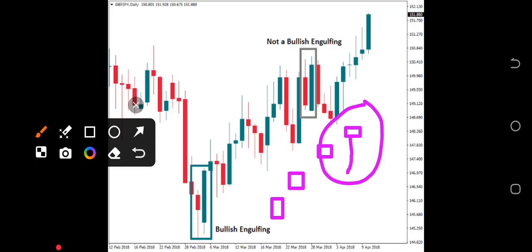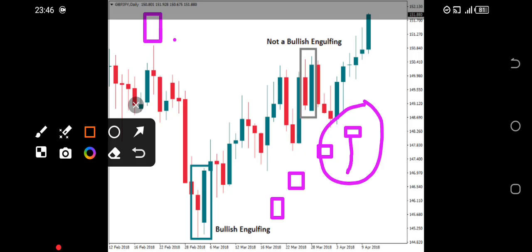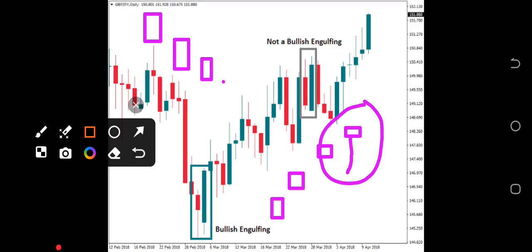The normal hammer will always appear in a downtrend, when the market is going down. This is the normal hammer. So this is a hammer candlestick. This is a hanging man.